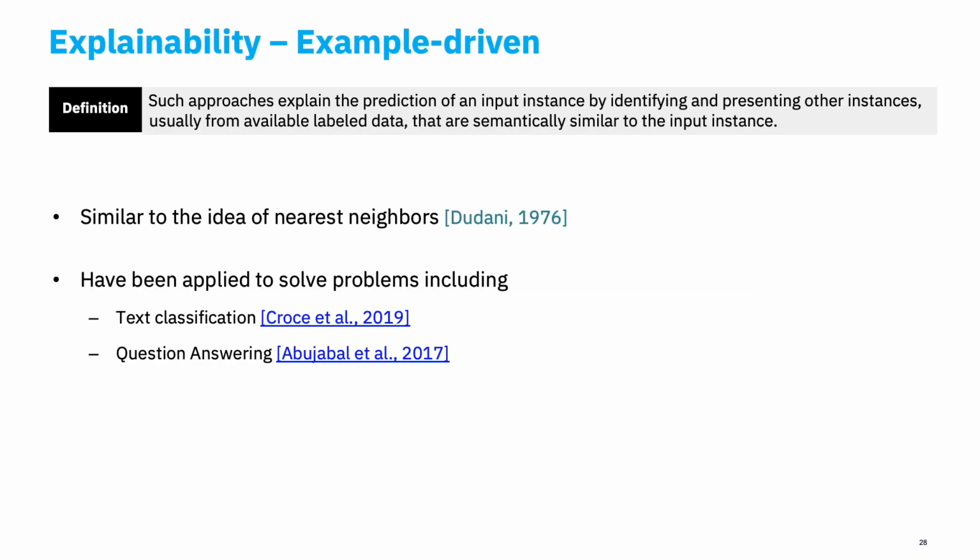Example-driven is another commonly used explainability technique. As suggested by its name, example-driven approaches explain the prediction of an input instance by identifying and presenting other instances, possibly from the label data, that are semantically similar to the input instance. The spirit of the example-driven approach is quite similar to the idea of nearest neighbors if the examples are drawn from the initial set of training data. We have seen this approach being applied to a few NLP tasks, for example, text classification and question answering.